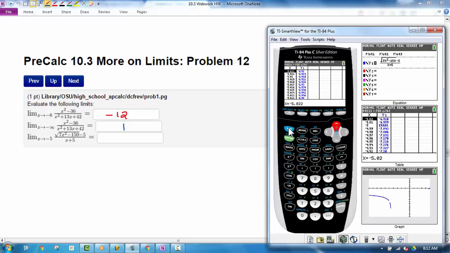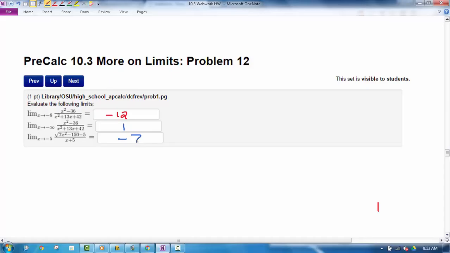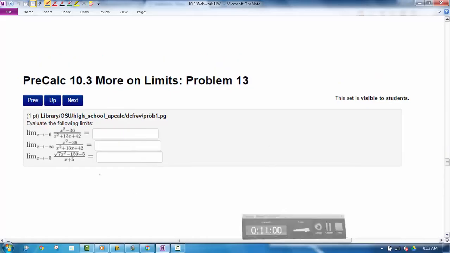I'd have to start my table at -5 in this case, and then what you'll notice is right around this point, it's really, really close to -7 on both sides. So if you try -7, that's the point we're looking for. That's the limit as x approaches -5. And I accidentally entered in the same problem twice there. Sorry about that. Just enter the answers back in for 13.